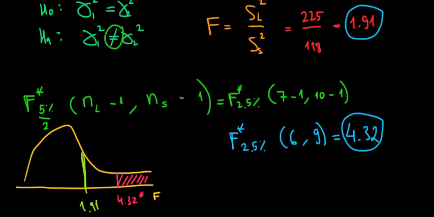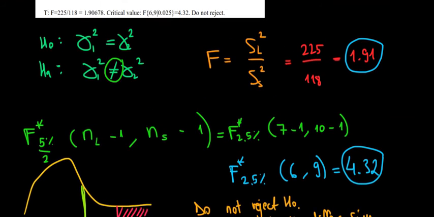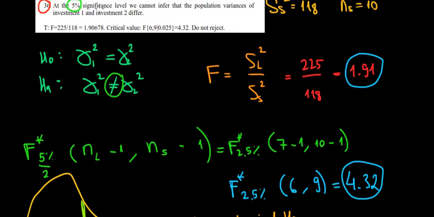So what we give as a conclusion is that we do not reject the null hypothesis, meaning that the variances of the investments don't differ significantly at the 5% level. Now, if you have a look at the answer key, what we say is that at the 5% level, we cannot infer that the population variances differ, and the answer is true. The answer is true indeed. We do not reject the null hypothesis, so we cannot infer that the population variances differ. And that's it. We are done.